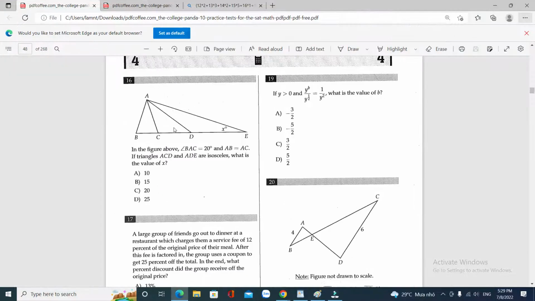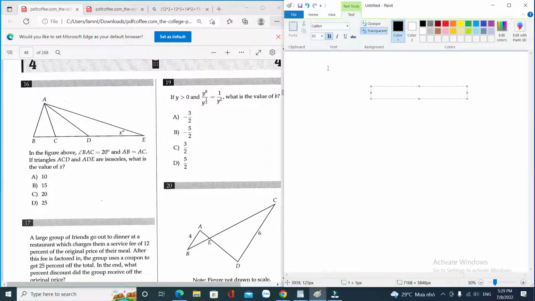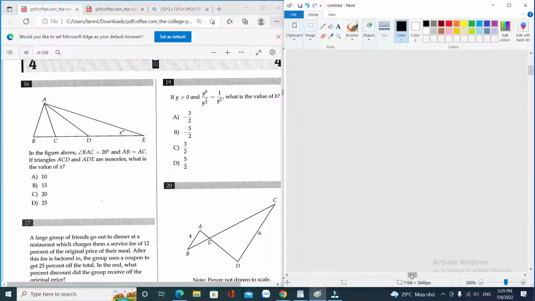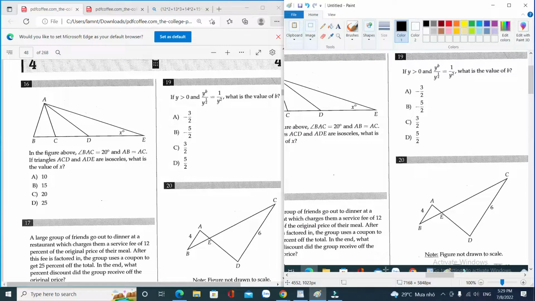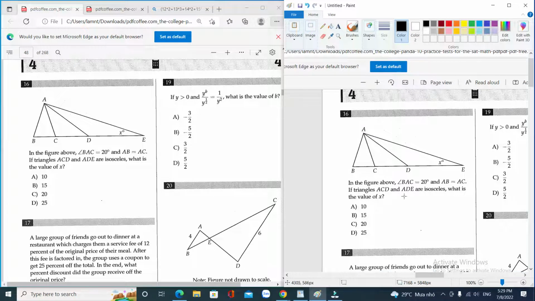So I think I'm gonna print screen this, and I'm gonna try to analyze it here. Okay, here. So in this thing, AB is equal to AC. ACD and ADE are isosceles, so these two triangles have to be isosceles at C and at D, right? Because it could not be otherwise. So what is the value of x?